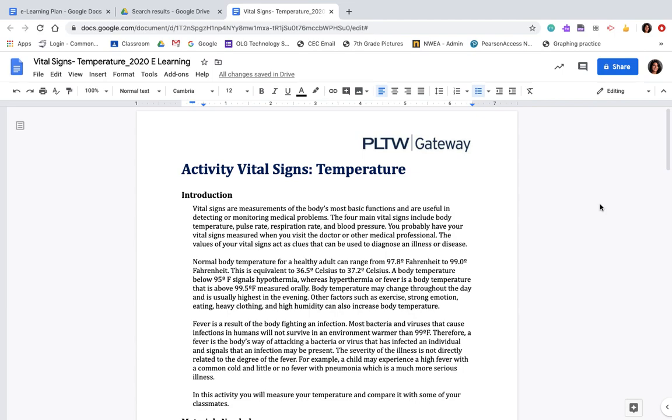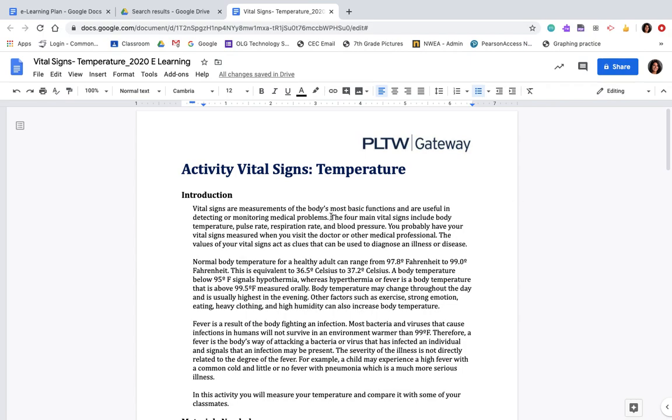So the introduction. Vital signs are measurements of the body's most basic functions and are useful in detecting or monitoring medical problems. The four main vital signs include body temperature, pulse rate, respiration rate, and blood pressure. You probably have your vital signs measured when you visit the doctor or other medical professional.